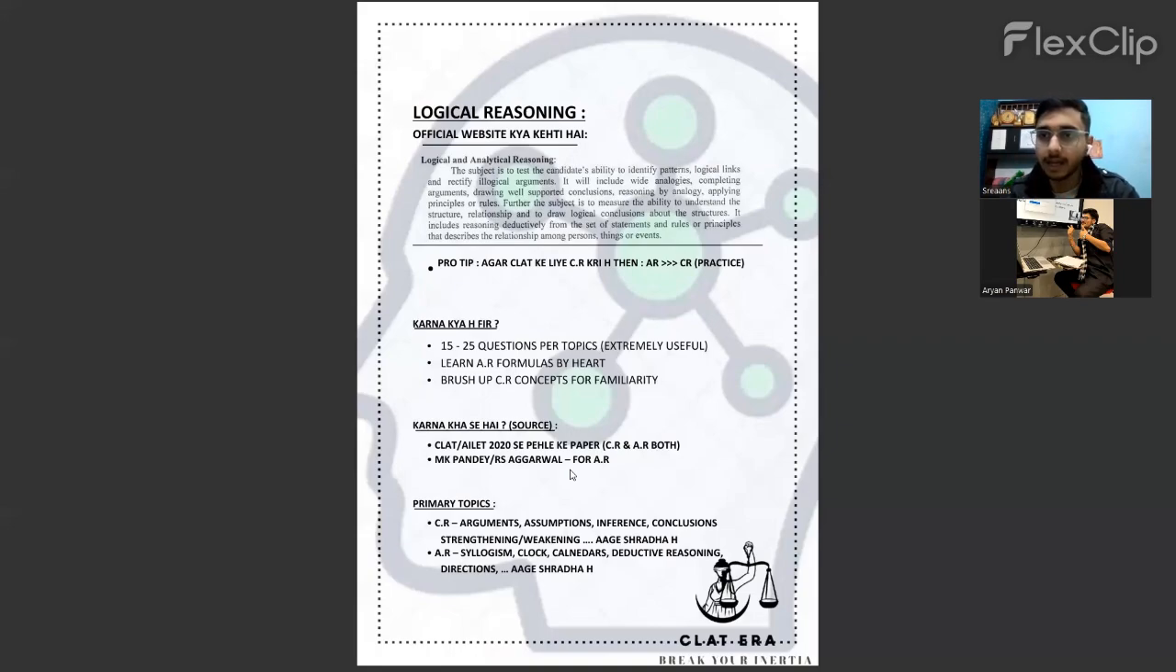So we have covered what to do in the LR section and where to do it from. Now, which primary topics are a must; beyond this, if you want to do more you can, but these are compulsory. In CR: arguments, assumptions, inference, conclusion, strengthening, weakening, and beyond that it is up to you. Now in AR: syllogisms, clocks, calendars, deductive reasoning. Deductive reasoning is where they give you something and you have to find the relationship, or they give you something you have to decode. Coding-decoding you can also consider a part of this. Now directions. These are the primary topics which you should cover first before moving to any other fancy topics. So that's all for the logical part.